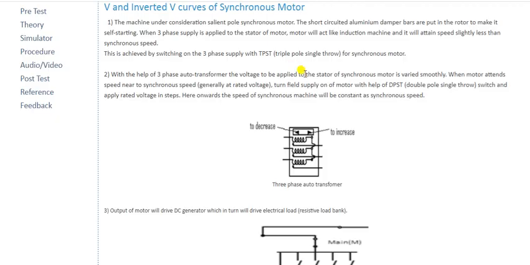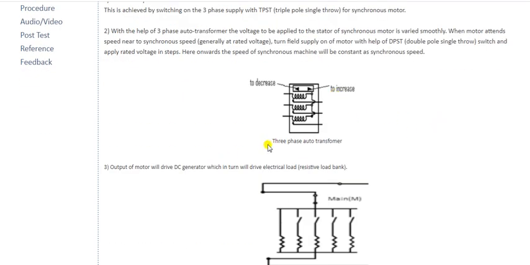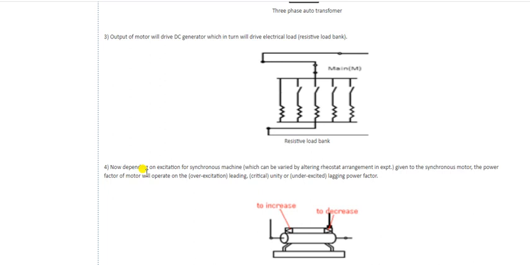So now the second step. What is the second step? Now, depending on the excitation, which can be varied for the synchronous machine, and here the DC generator's resistive load bank is shown. The output of the motor will drive the DC generator, which in turn will drive the electrical resistive load. If we connect the load, then we will draw the V curve at load.